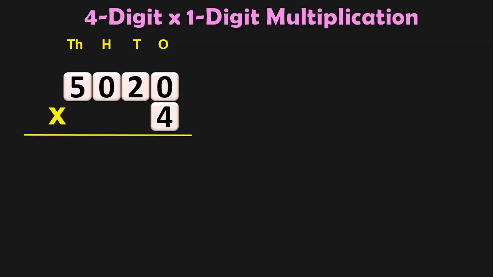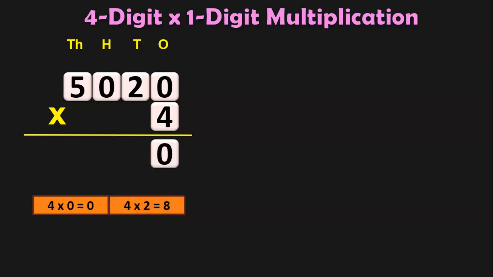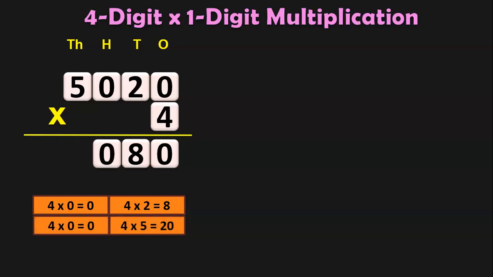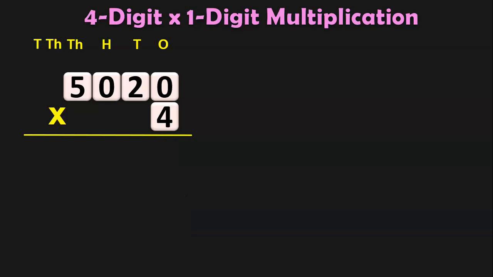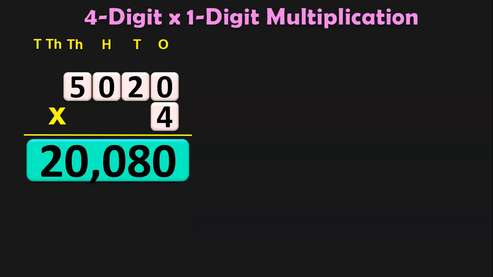It is always a good practice to write down the place values because now multiplying by 4, which is a single-digit number, has to be put in the ones place. Now begin multiplication from the ones place. 4 into 0 is 0. 4 into 2 is 8. 4 into 0 is 0 once again. 4 into 5 is 20. So 0 will be in the thousands place and 2 will move to the 10,000s place. So the answer is 20,080.